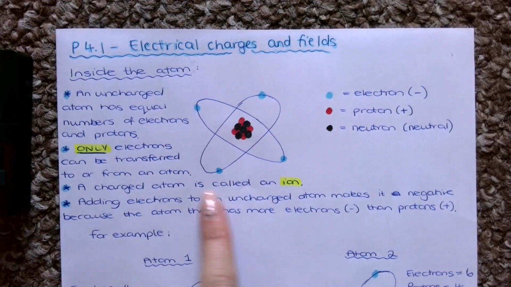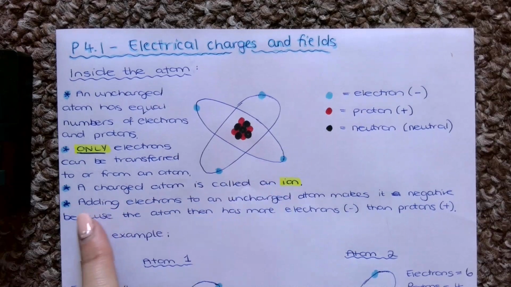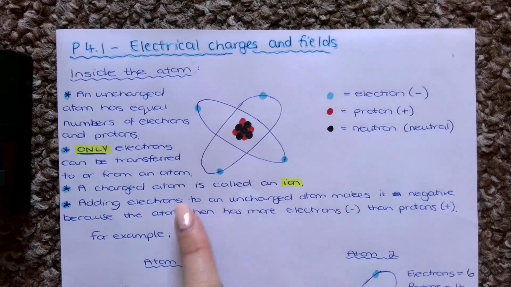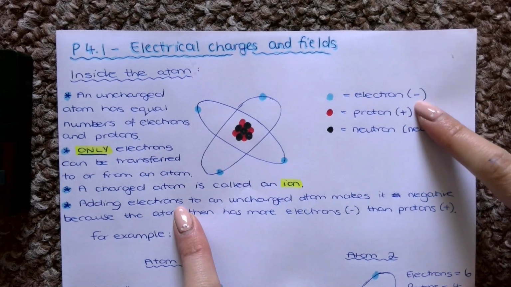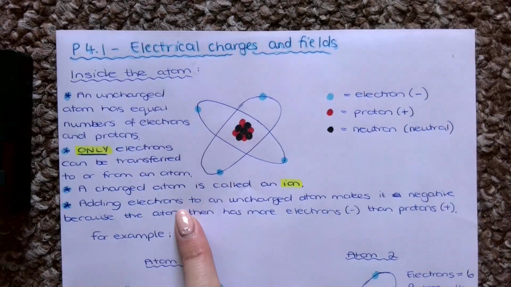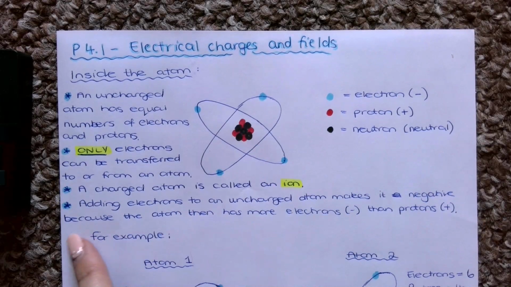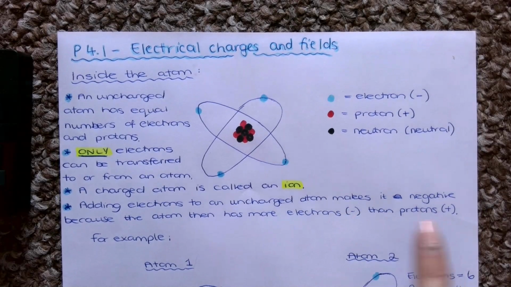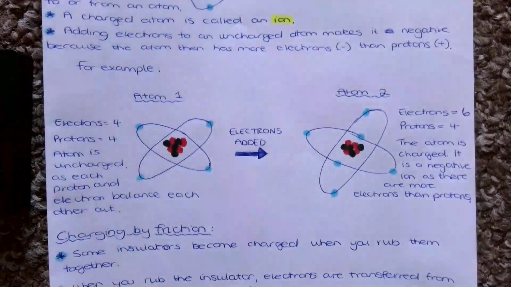A charged atom is called an ion. Adding electrons to the uncharged atom makes it negative, because if you're adding more electrons, you're adding more negatives, so there's more negatives than positives. So that means that there's more electrons than protons, more negatives than positives. An example of that is here.